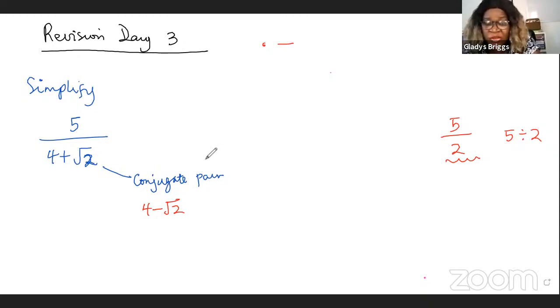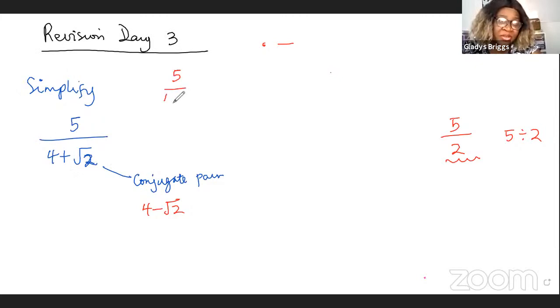It will become too difficult. So what we're trying to do here is to rewrite this problem in a way that we don't have that square root on the bottom number, yeah? We have that bottom number as a whole number, and then we have the roots elsewhere. So this conjugate pair helps us to get rid of that root in the bottom number. So let's have a look.